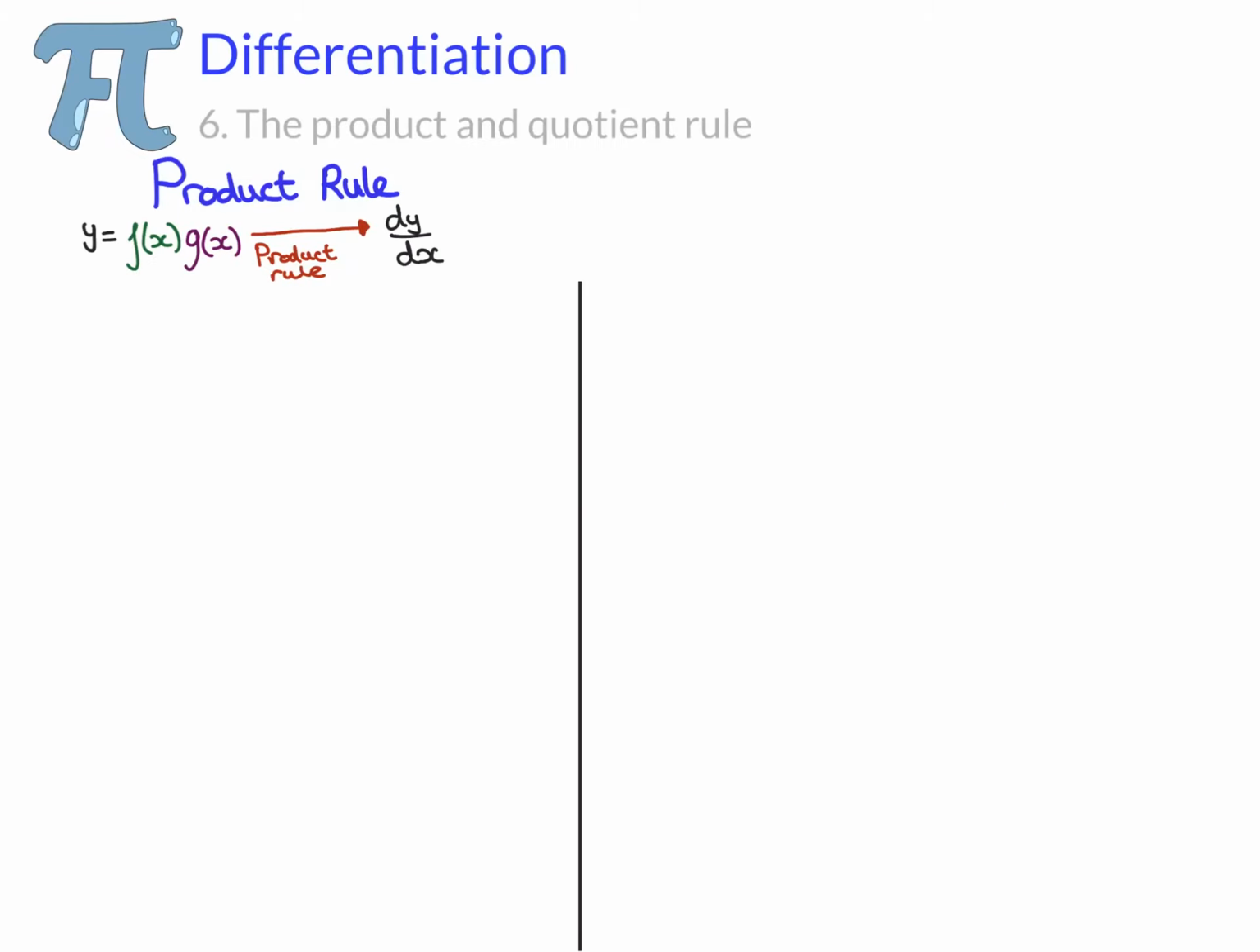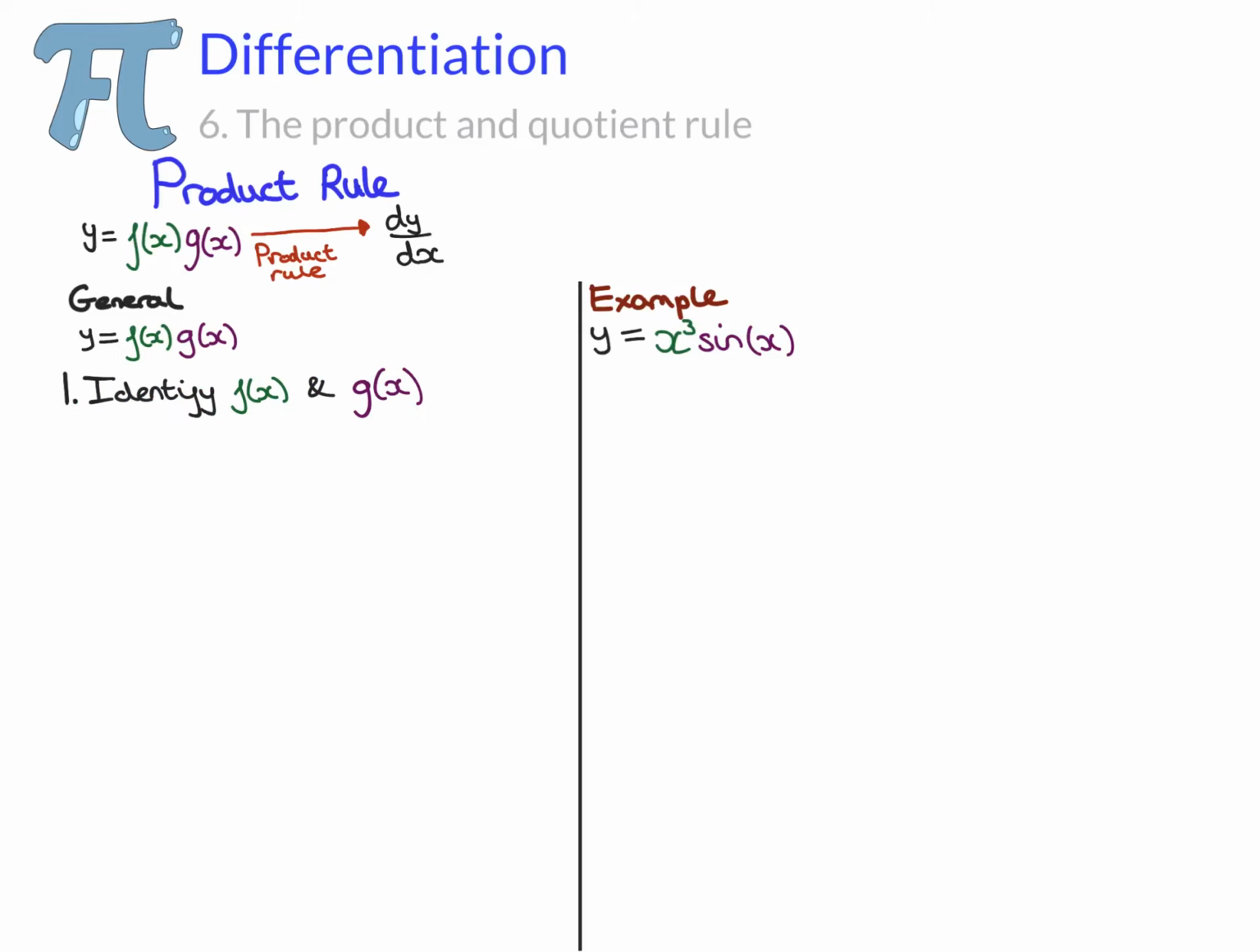Now we are going to look at the product rule, which is what we use to differentiate something that is the product of two functions. I will then show you the quotient rule, which is really just a special case of the product rule. When we use the product rule, we are trying to differentiate a function of the form y is equal to f(x) multiplied by g(x). And the example I will use is x cubed times sine x.